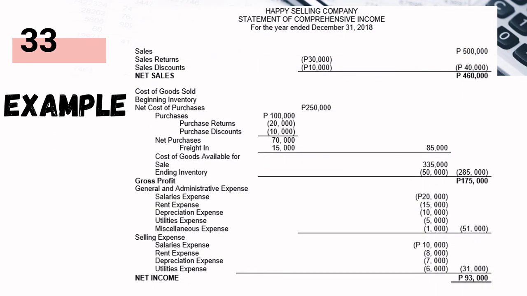Take a look at this example. Makikita nyo dyan, under ng gross profit, ang section for general and administrative expense. Nakaisa-isa dyan kung ano yung mga expenses under it. Next naman ay ang selling expenses na naka-itemize din or nakasulat din kung ano-ano yung mga expenses under selling expense bago pa siya mag-arrive sa net income, which is 93,000.